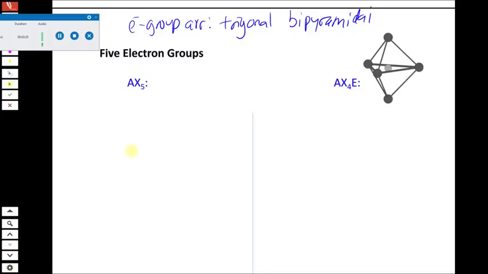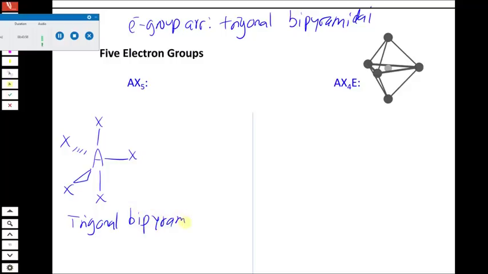So the way we draw this again requires us to use those dashes and wedges because it is 3-dimensional. So actually I'm going to draw this 2 ways, so let me move this over a little bit. One way to draw is again using the dashes and wedges. We have these 2 coming out and into the plane, and then X's in all those positions. So if it's AX5, the molecular geometry is also called trigonal bipyramidal. Anytime you don't have lone pairs on the central atom, the electron group arrangement and the molecular geometry are the same.